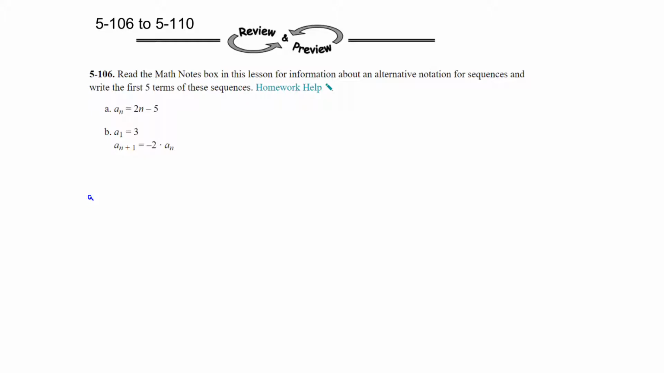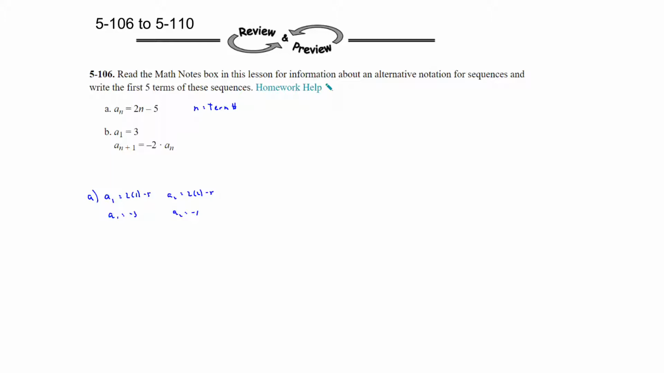On question A here, we're going to write the first 5 terms. If A sub n is equal to 2n minus 5, and we want to know what the first term is, n represents the term number. So if I want to know what the first term is, then I say 2 times 1 minus 5. Therefore, the first term would be equal to negative 3. And then if I wanted to know what the second term is, I would do 2 times 2 minus 5. And the second term would be 4 minus 5, which is negative 1.